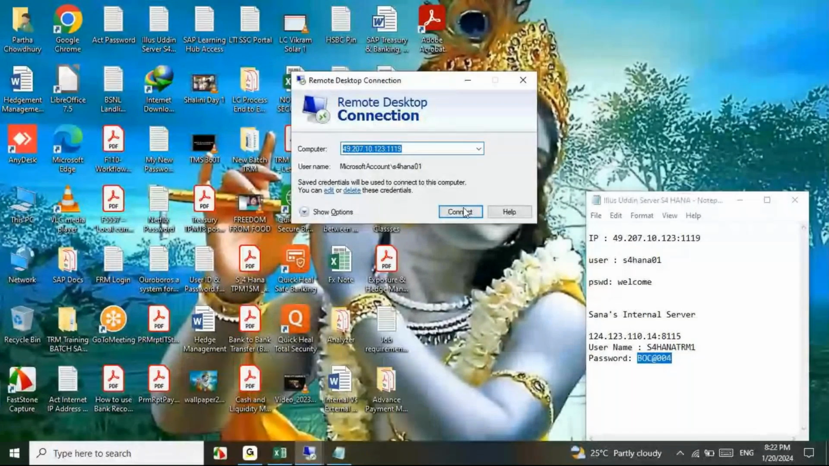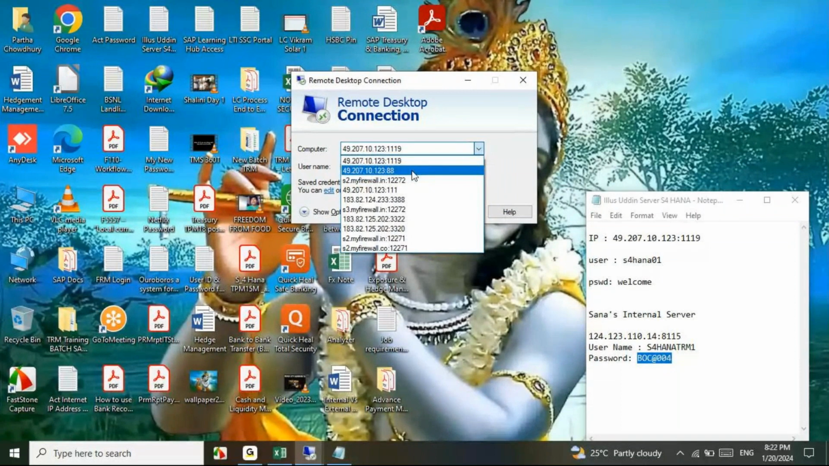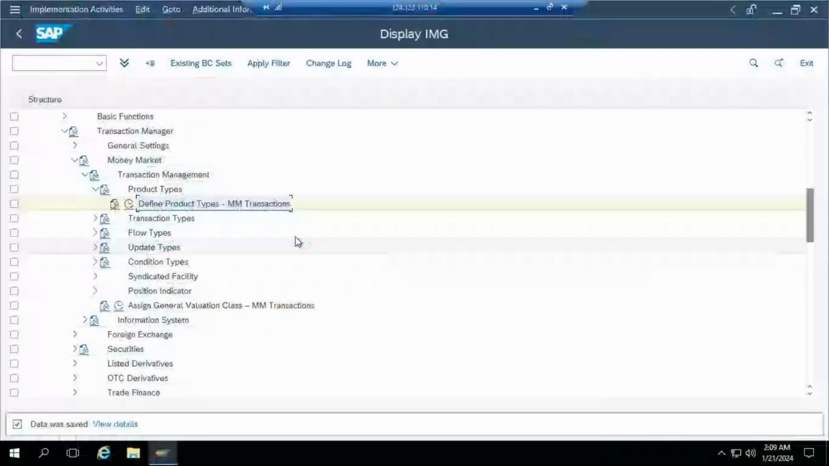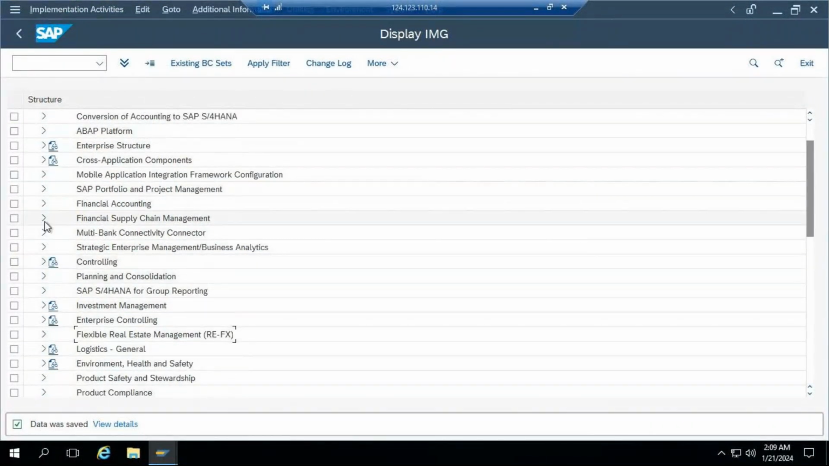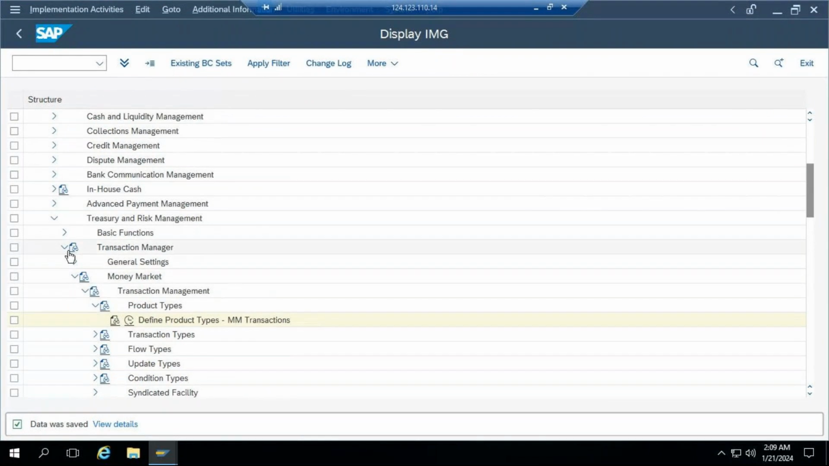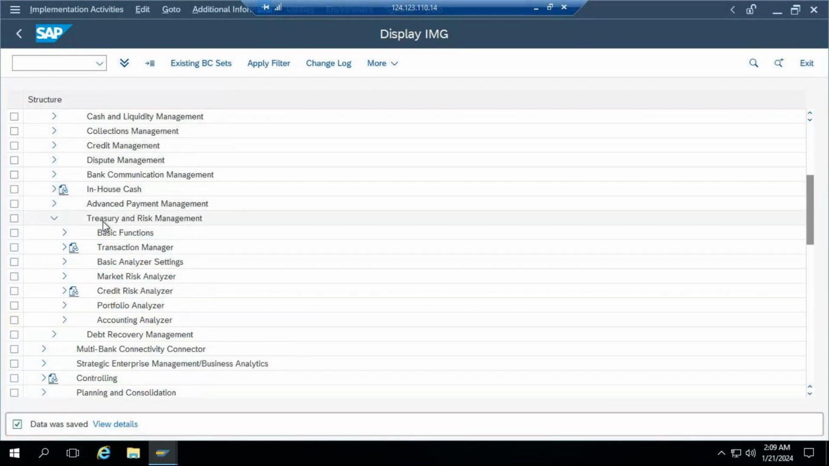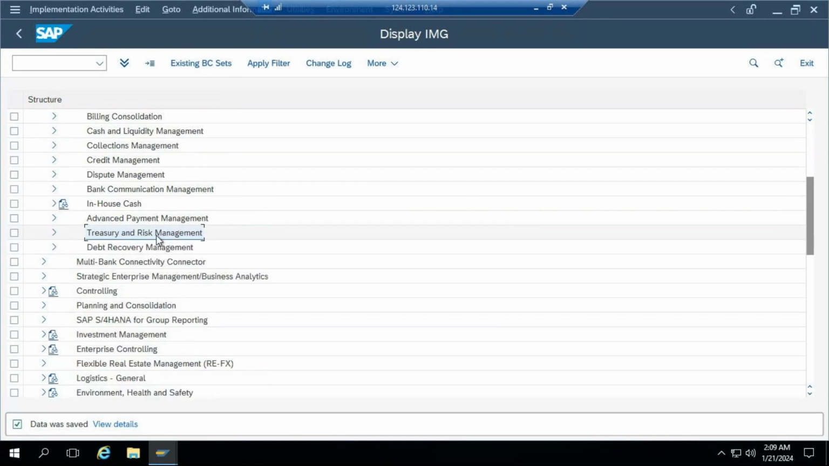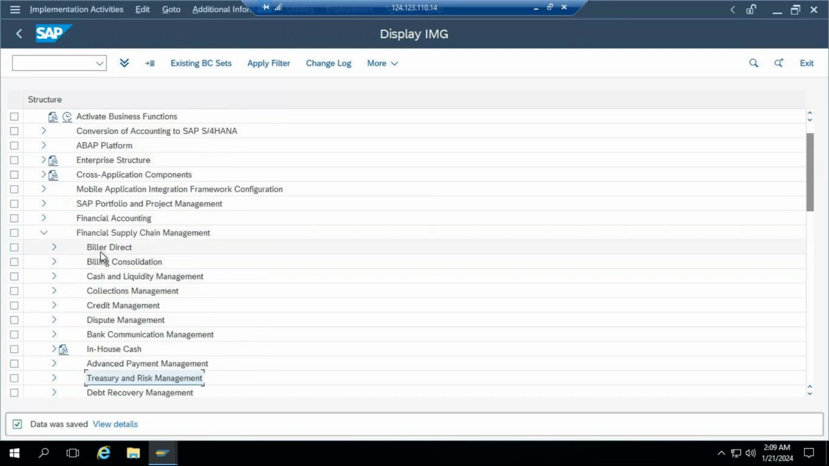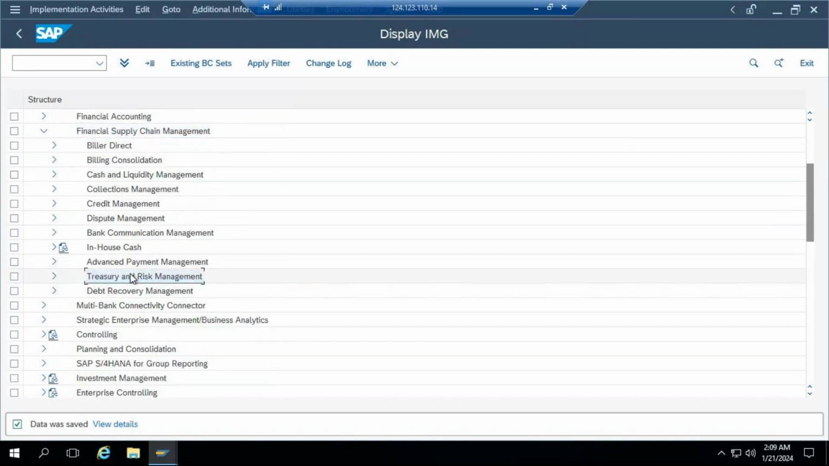If you can show the path in the TRM, SPRO. Sorry, if you have logged out, we can see tomorrow, sir. No problem, I'll find it out. Here, under Financial Supply Chain Management, FSCM, you can see this is the Treasury and Risk Management part. Under that, everything is there.